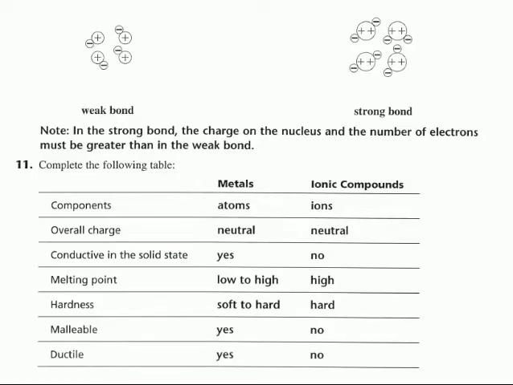Number 11. Complete the following table. Now, this is actually kind of simple. What are the components of metals? Well, they're atoms. You put those atoms together in a metal sample, and then those metals will take care of the rest. They will donate their valence electrons, and those valence electrons will make the sea of electrons. But what you're putting together in the first place are simply metal atoms. That's it. They're just metal atoms.